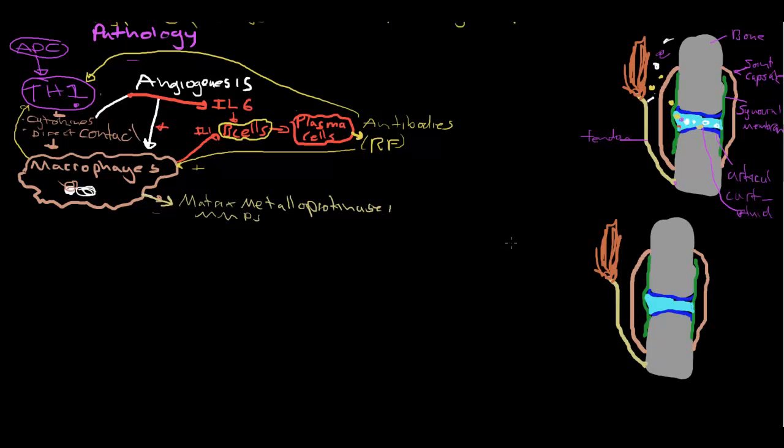I'll just write here. Might draw a box actually. So this is one of the big things I guess we don't want. So cartilage damage. So they cause cartilage damage. All right. So that's one thing the macrophages do.